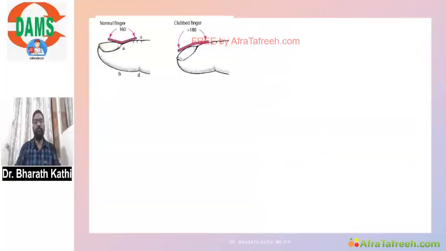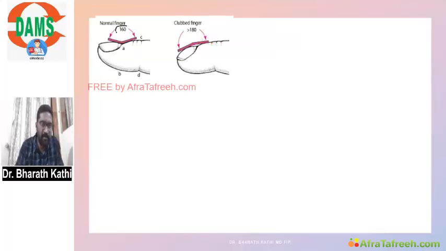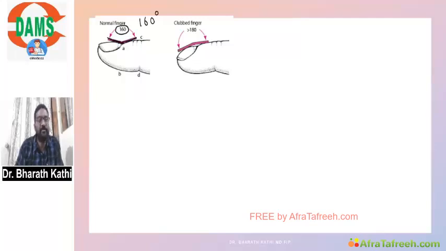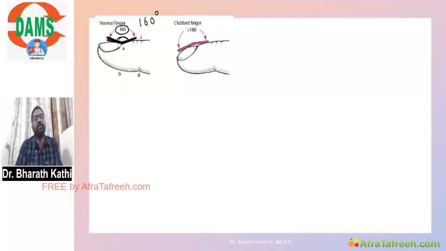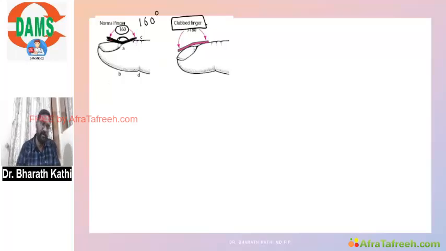Now coming to the normal Lovibond angle. You should know that the angle is 160 degrees. The Lovibond angle is the angle between the nail and the nail base. You can see here, this is the angle. This is the Lovibond angle. It is usually 160 degrees. In clubbing, there will be obliteration of this angle, so it can become more than 180 degrees.